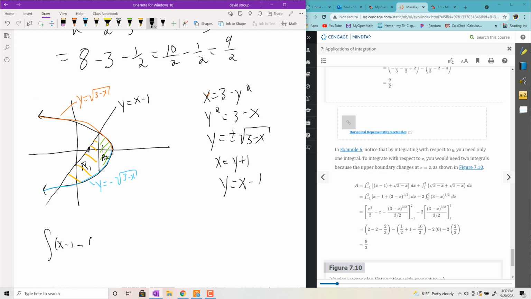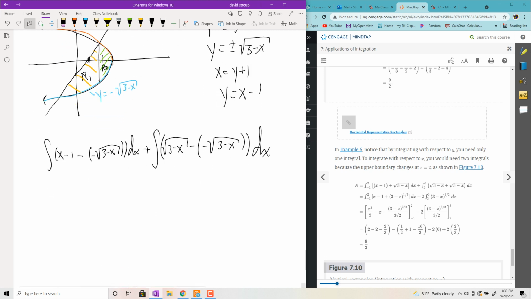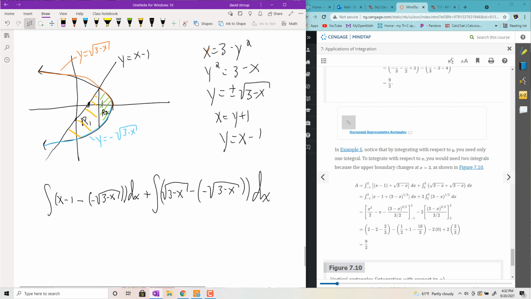So it's negative square root 3 minus x dx. Okay? And plus the integral of, in region 2, the top curve is the square root of 3 minus x, and then the bottom curve is the blue arm of the parabola, negative square root 3 minus x. Okay, so it's a bit annoying, and then on top of that, you have to figure out the limits on your integrals. In other words, you need all of the intersection points.